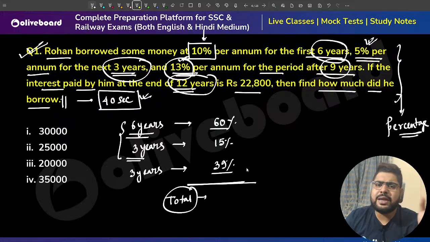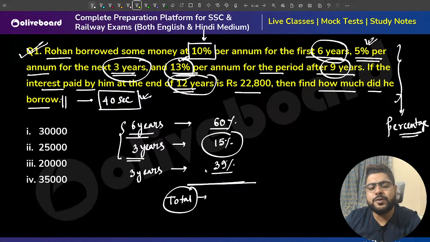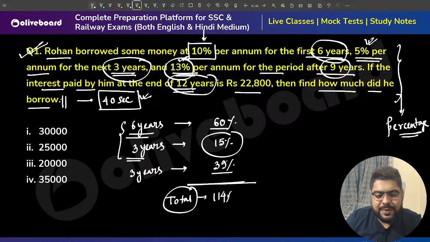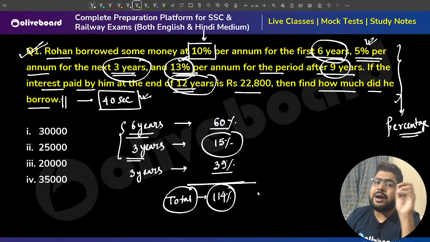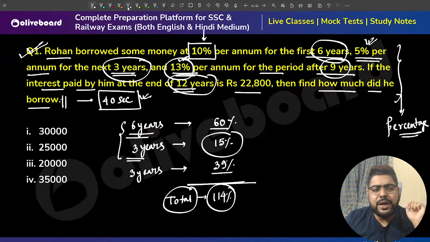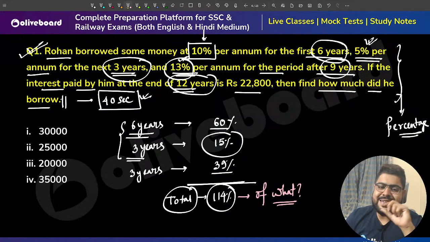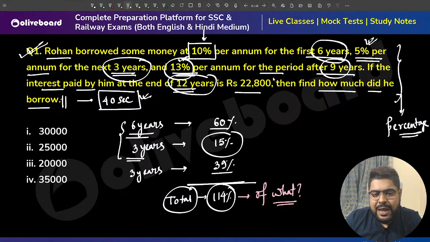60 plus 39 is 99, plus 15, so 100 plus 14, that is 114%. He will pay 114% of interest. Now, the question that you need to ask yourself: 114% of what? 114% of principal, that means principal is 100%.